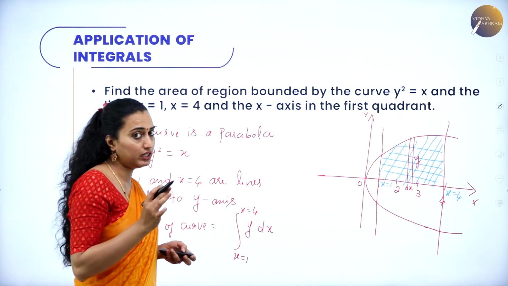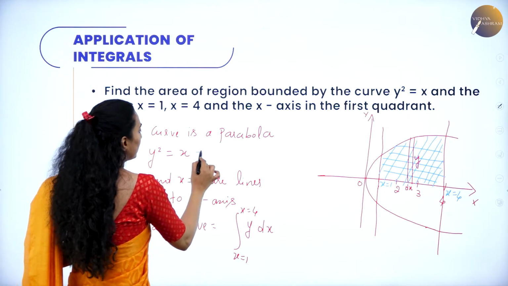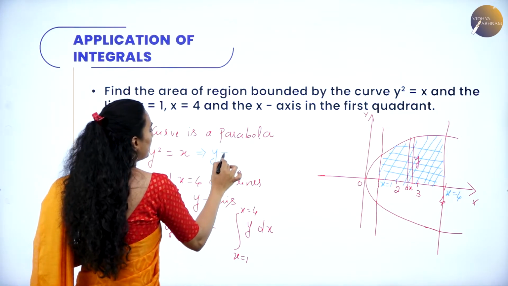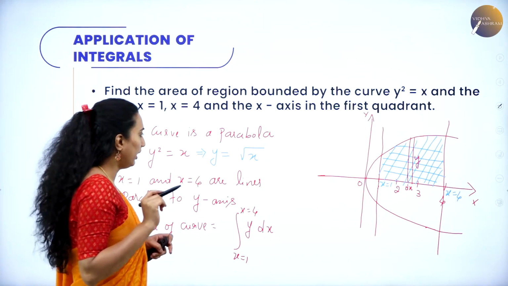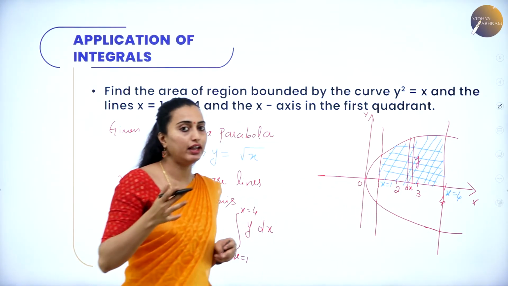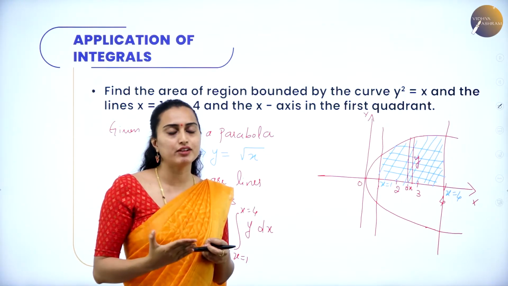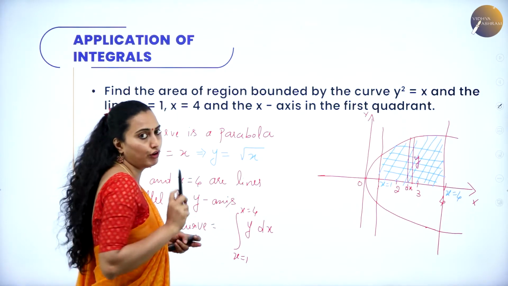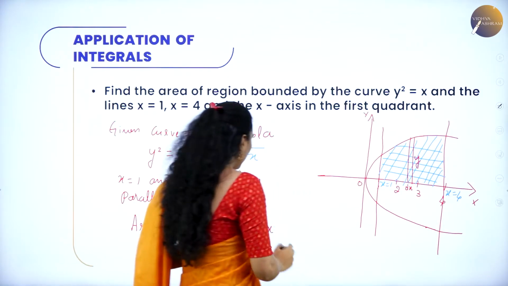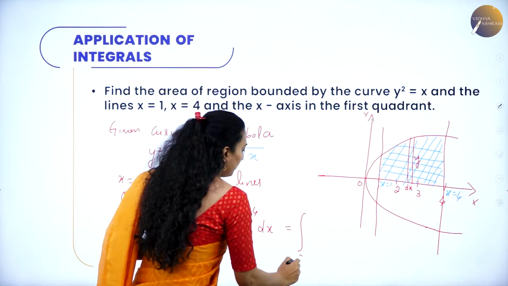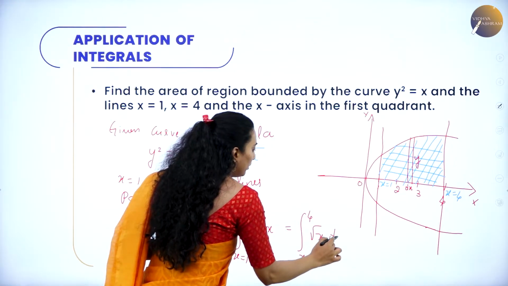But what is y, dear students? You have to move to the curve. So here y will be equal to plus or minus root x. Negative also will come, but area cannot be negative, so you would take the modulus. But since they have asked in the first quadrant, I am taking only the positive root x. So y = root x, and x will be varying from 1 to 4. The integral is root x into dx.